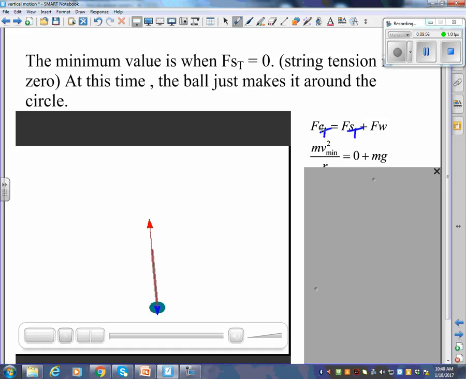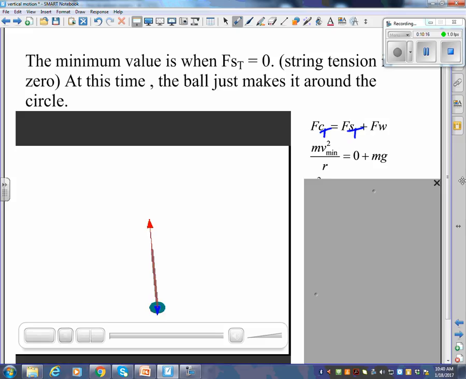So Fc, the centripetal force at the top, is equal to the string force at the top plus the weight force, but the string force is 0. So I plug in a 0 for my FST. And what do you get? You get m v min squared over r is equal to 0 plus mg.